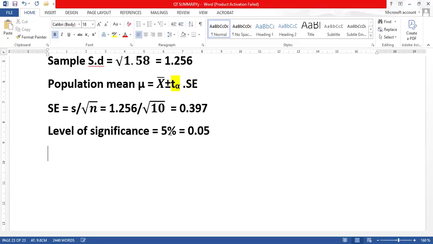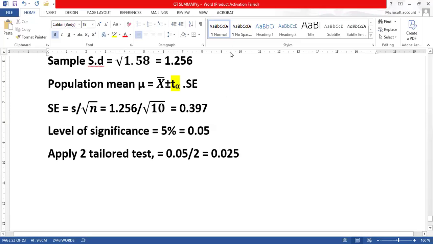But this is estimation. As long as you are dealing with estimation, you must always apply a two-tailed test. Two-tailed test means what? Simply get this 0.05 divided by 2. What do you get? That is 0.025.